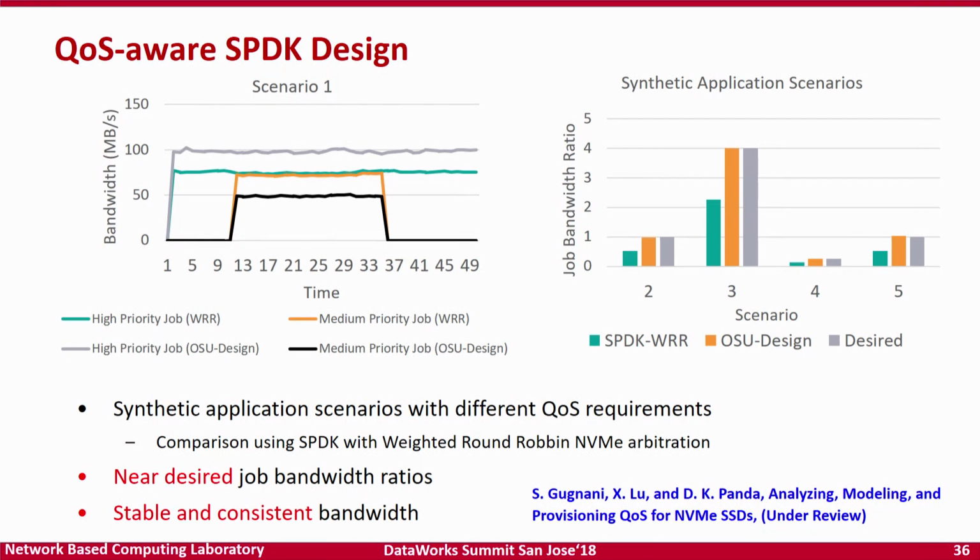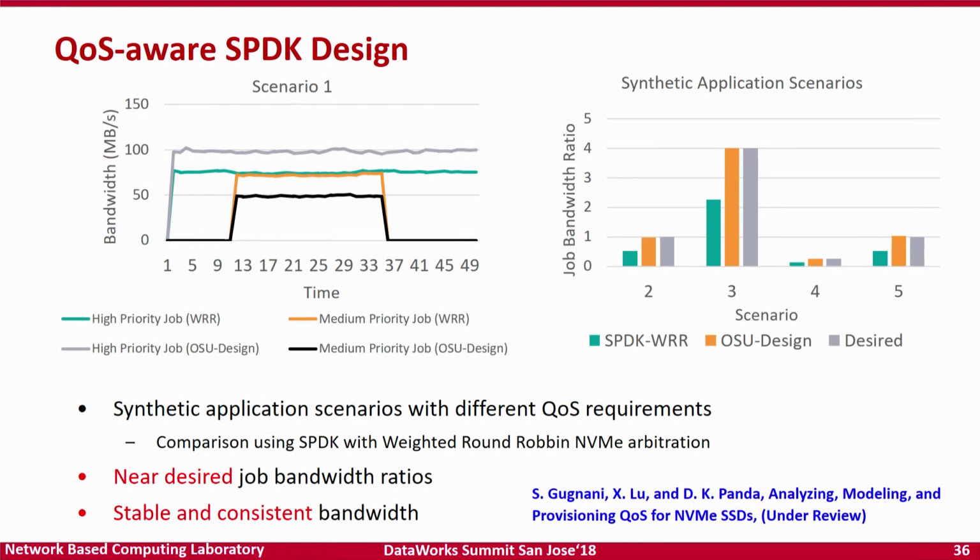Here we're showing the results for different application scenarios. On the left, we have the results for one application scenario where we are showing the bandwidth over time. In this scenario, we have two applications running constant IOs with different priority. As you see, the default design, which is the weighted round-robin design in SPDK, does not provide any bandwidth guarantees here. The green and orange lines show that both jobs are given equal bandwidth. But using the new design that we developed, both jobs achieve differentiated performance.